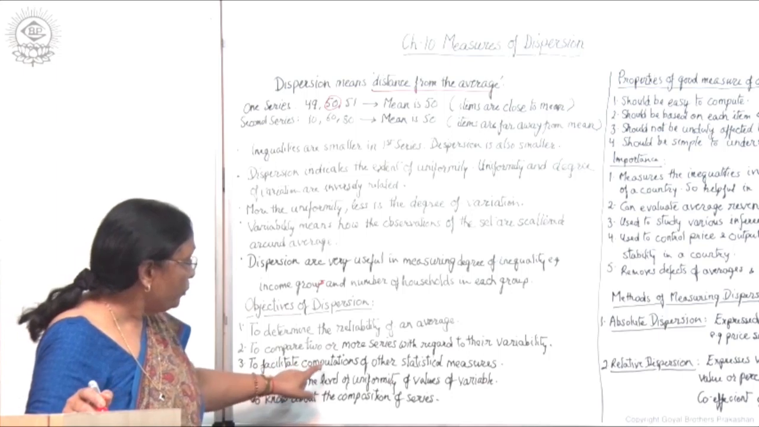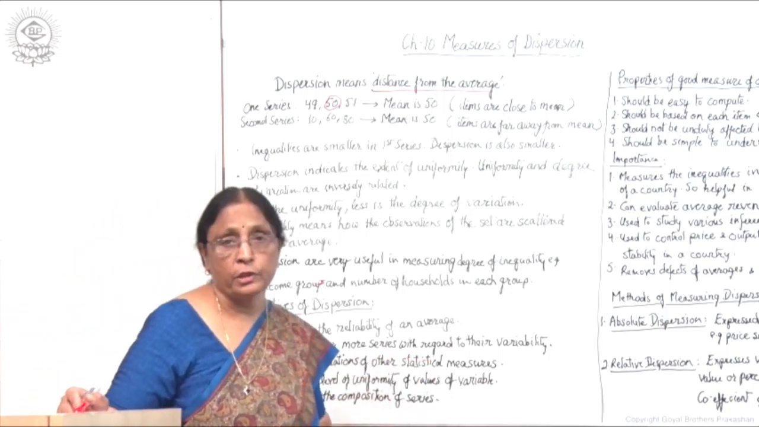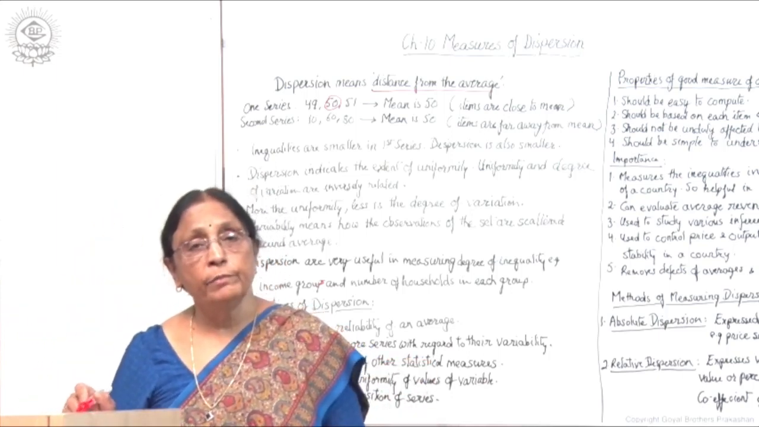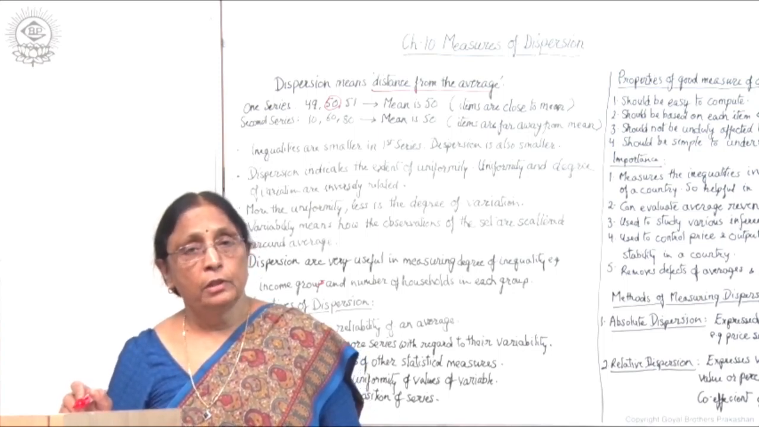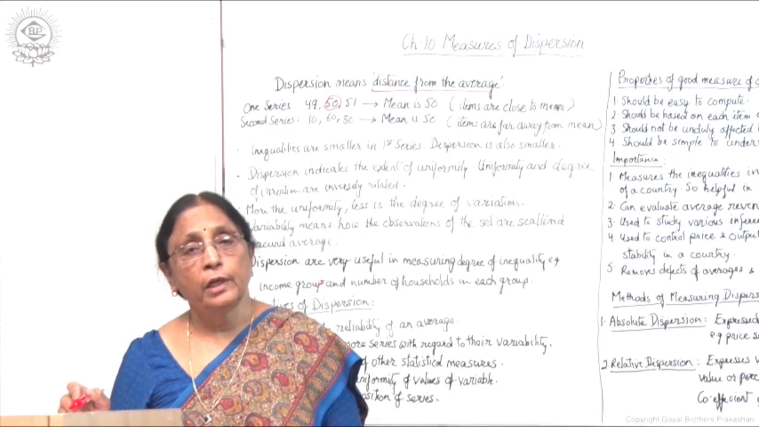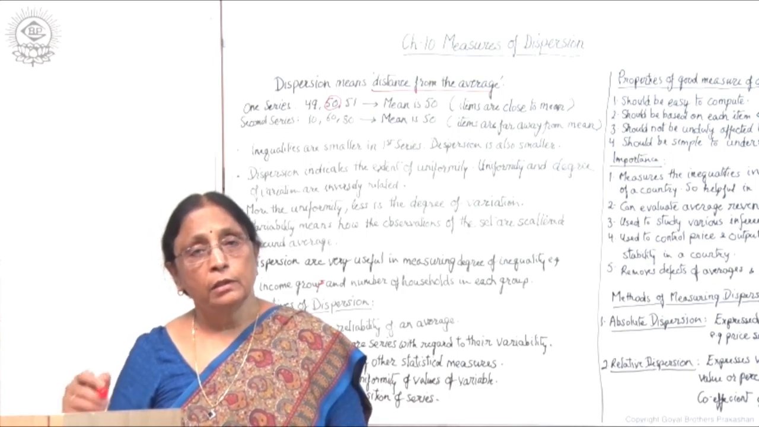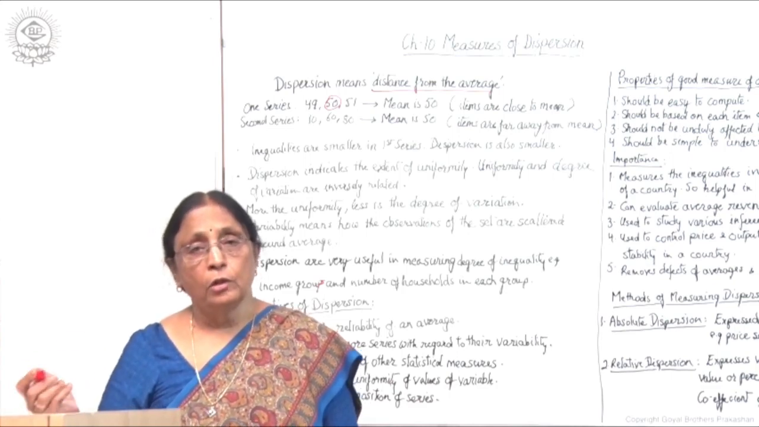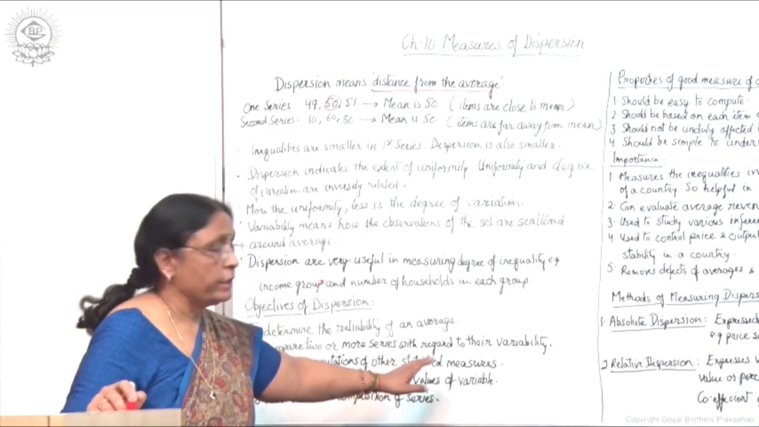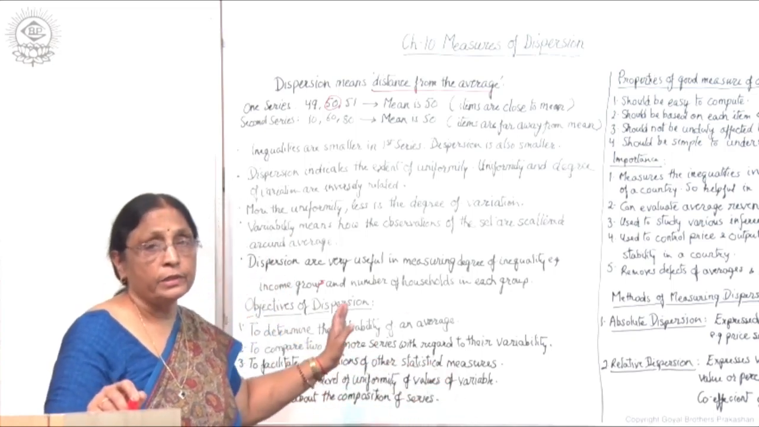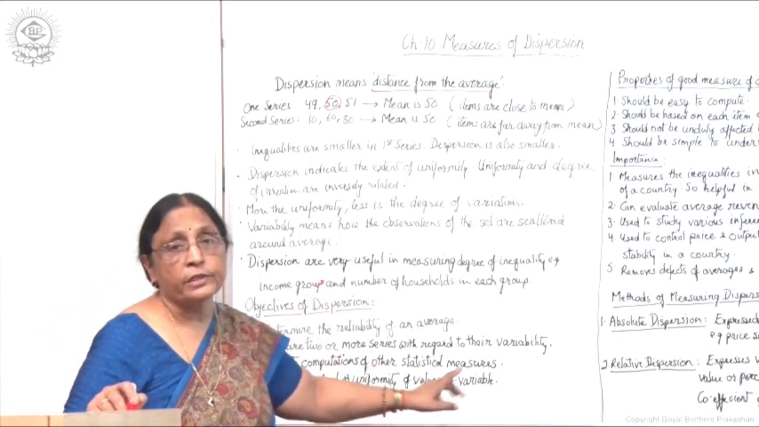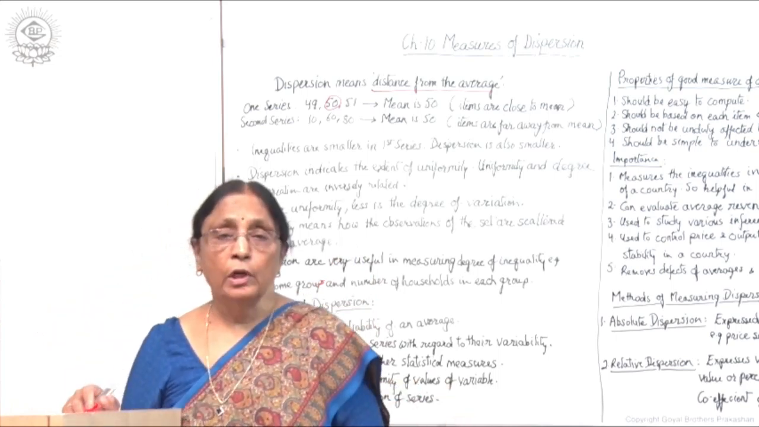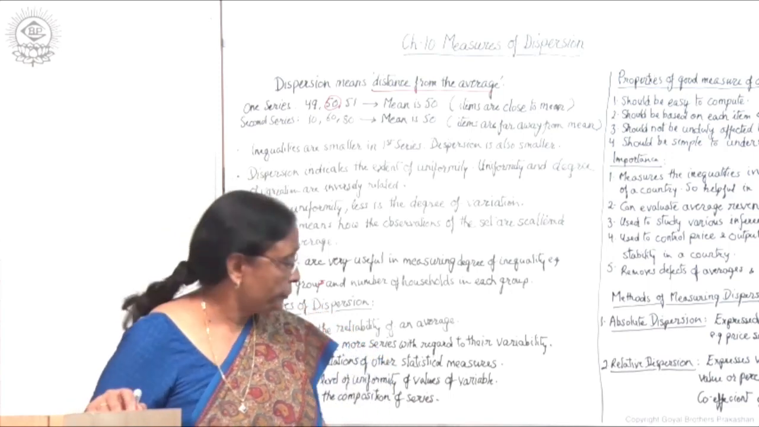To facilitate computation of other statistical measures, such as correlation, regression, etc. So, dispersion helps in comparing results on the basis of other statistical measures. We can compare the results we get by dispersion with the other statistical measures for our analysis purpose.